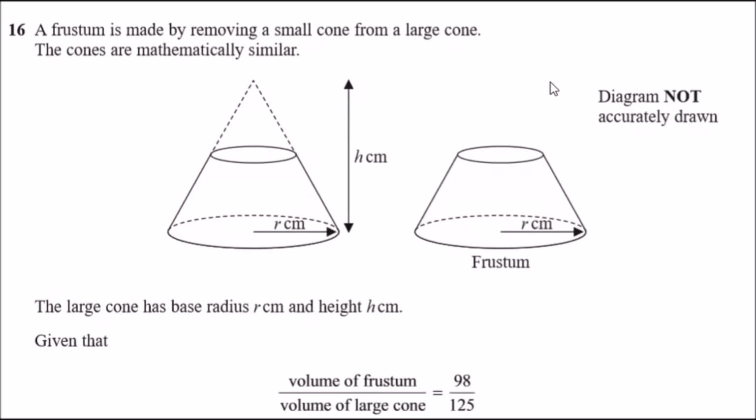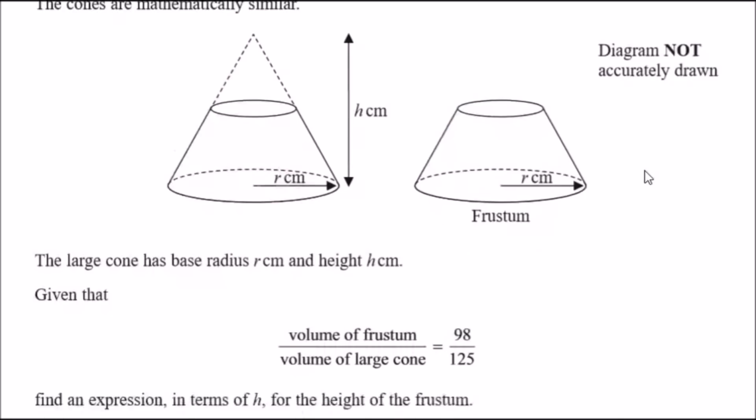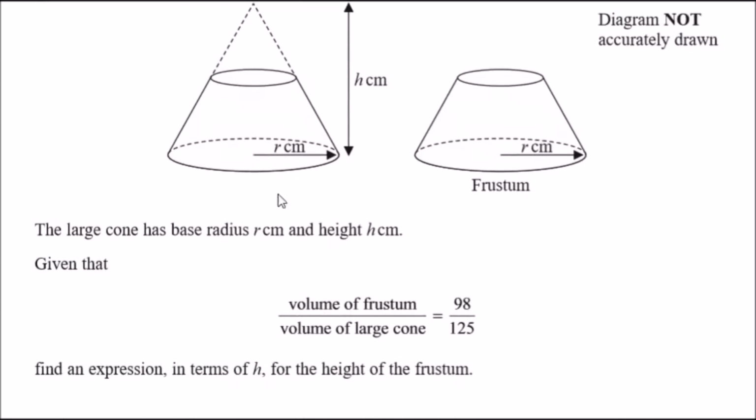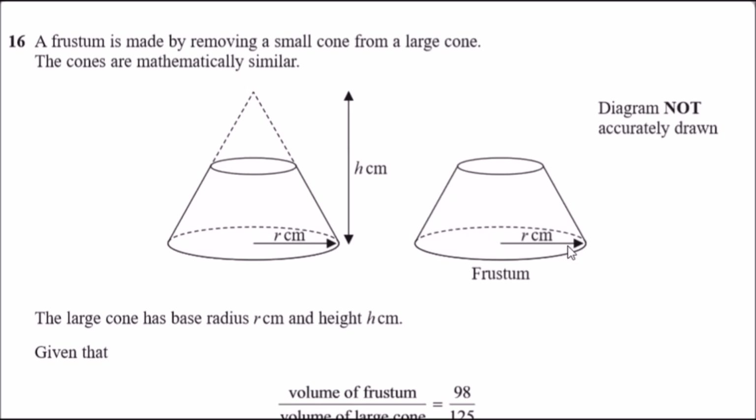Okay, 16. So a frustum is made by removing a small cone from a large cone. Okay, so they literally took off the tip. However, they are mathematically similar. So all that means is that they're proportionally different. Okay, they have the same shape but just different in proportion. Now it tells us that the large cone has a base radius of r and a height of h. So let's go ahead and imagine this for a second, yeah?